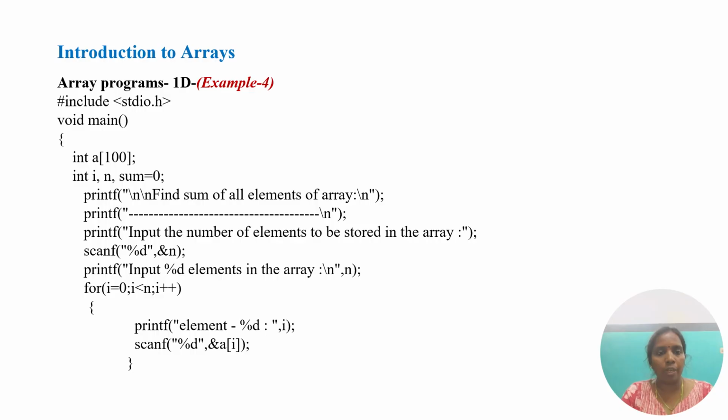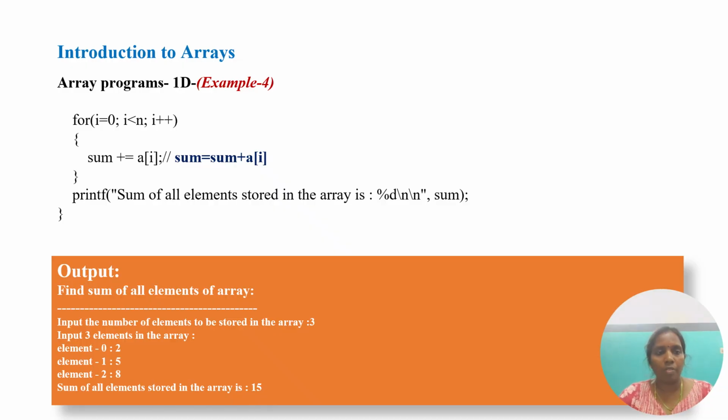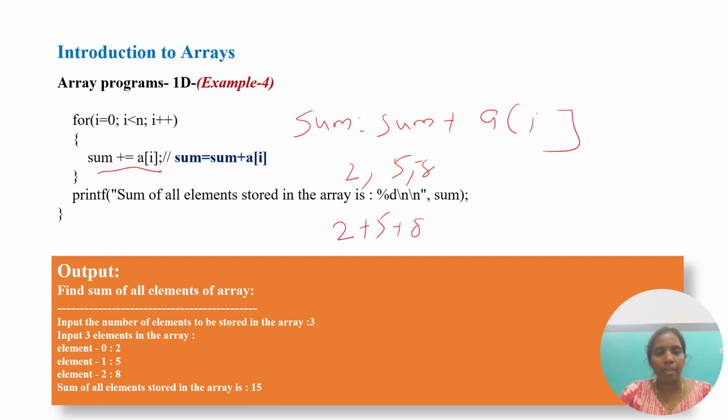This is a small code showing how to find the sum of all the elements in an array. For this we can use sum plus equal to A of I, which means that sum equals sum plus A of I. If the input given to this array is 2 comma 5 comma 8, the output is 2 plus 5 plus 8, which is equal to 15.